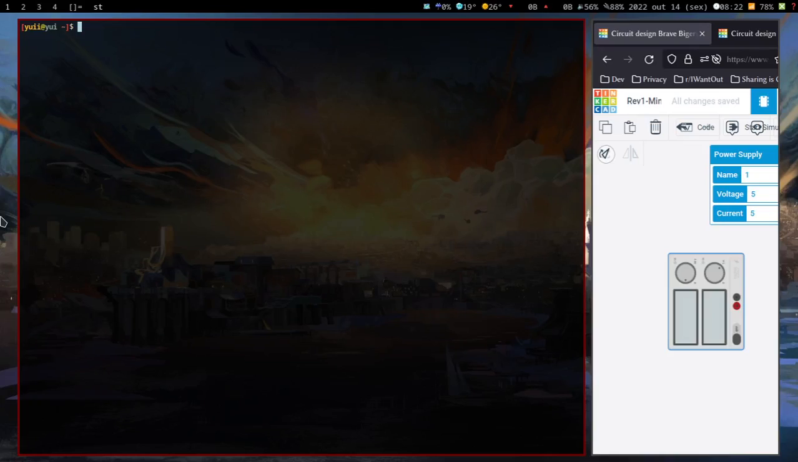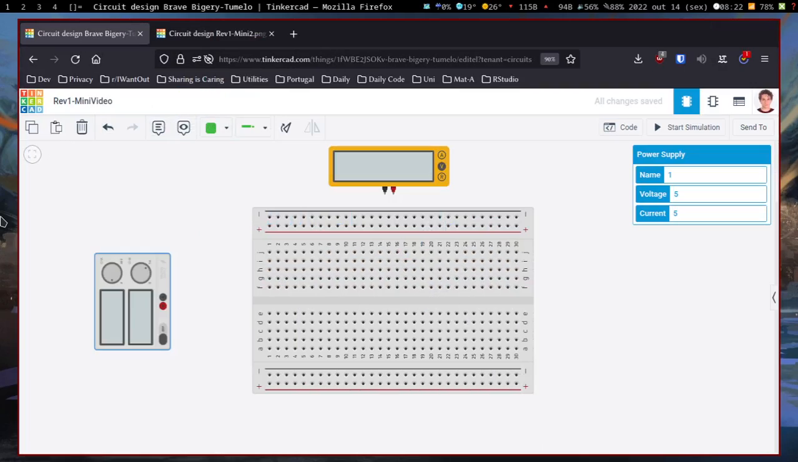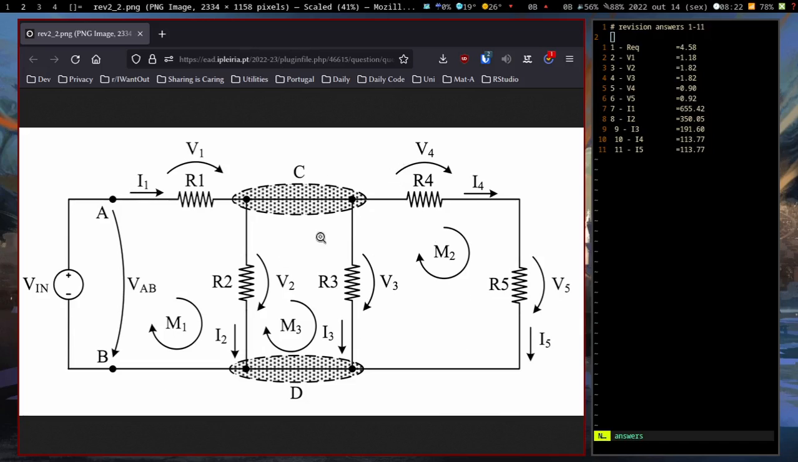Okay, the goal of this video is to solve questions about how to set up circuits with TinkerCAD. We have this circuit right here, and we have all these values to find out. So first of all, we have to mount the system.